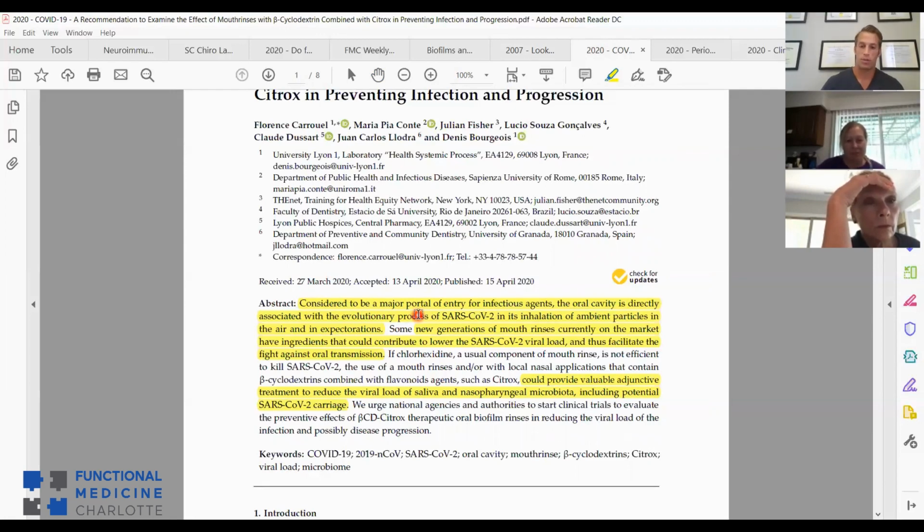Some new generations of mouth rinses currently on the market have ingredients that could contribute to lower the SARS-CoV-2 viral load. And SARS-CoV-2 is what causes COVID, right? So if we have mouthwashes that can lower the SARS-CoV-2 load, that would decrease risk of COVID infection. So these authors were saying, if we can figure out a product that combines the mouthwash that's effective against it plus antioxidants that's effective against COVID, then that would be a valuable adjunct to treatment to decrease viral load in the mouth and nasopharynx and prevent infection and spreading. So I thought that was pretty cool.